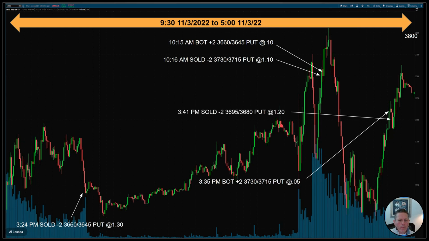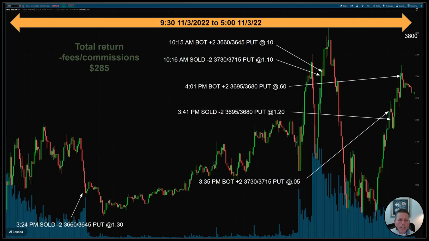And then we put on another position here, a put spread, right? And this is really close to the end of the market here. And the market went up, and you collected another 60 cents on this position. In this case here, we made $285 on these positions. Now remember, if you're trading SPX, and you're under 25,000, you're not going to be able to do this, right? But with ES, you're able to do it.